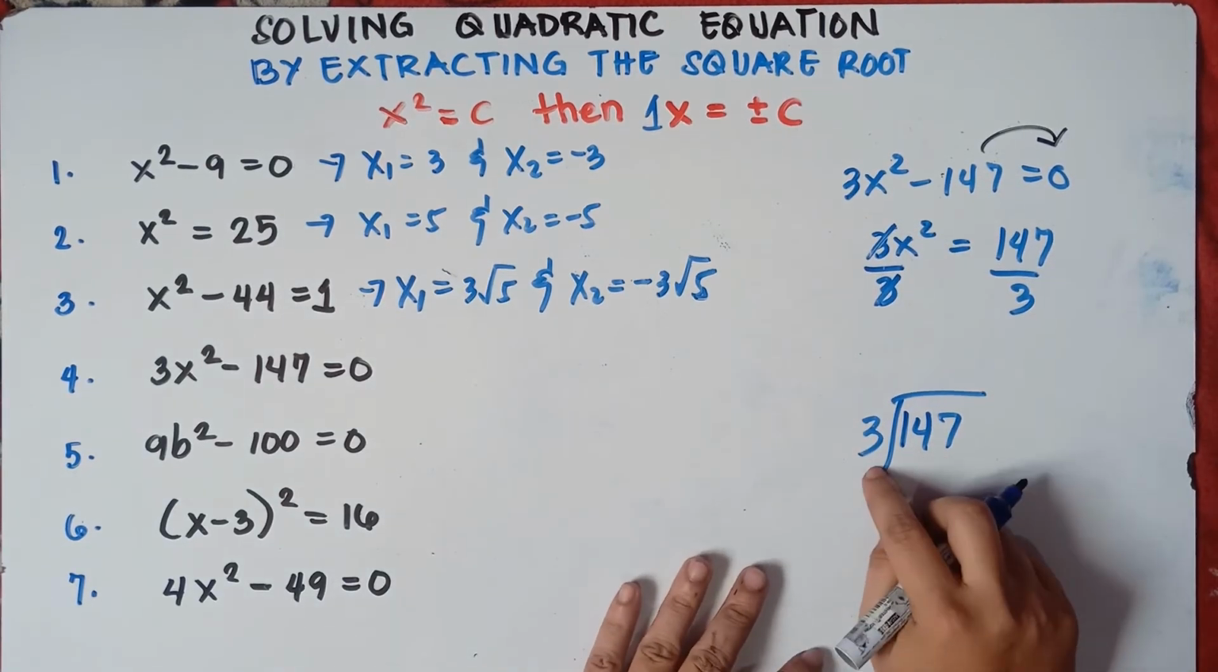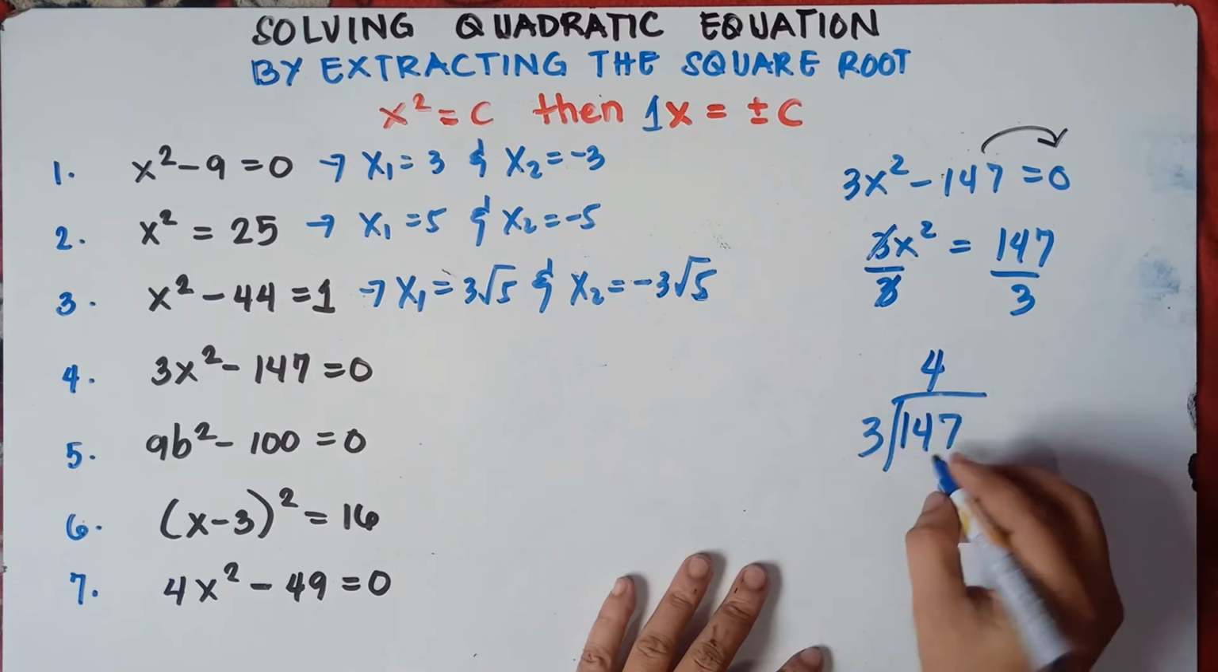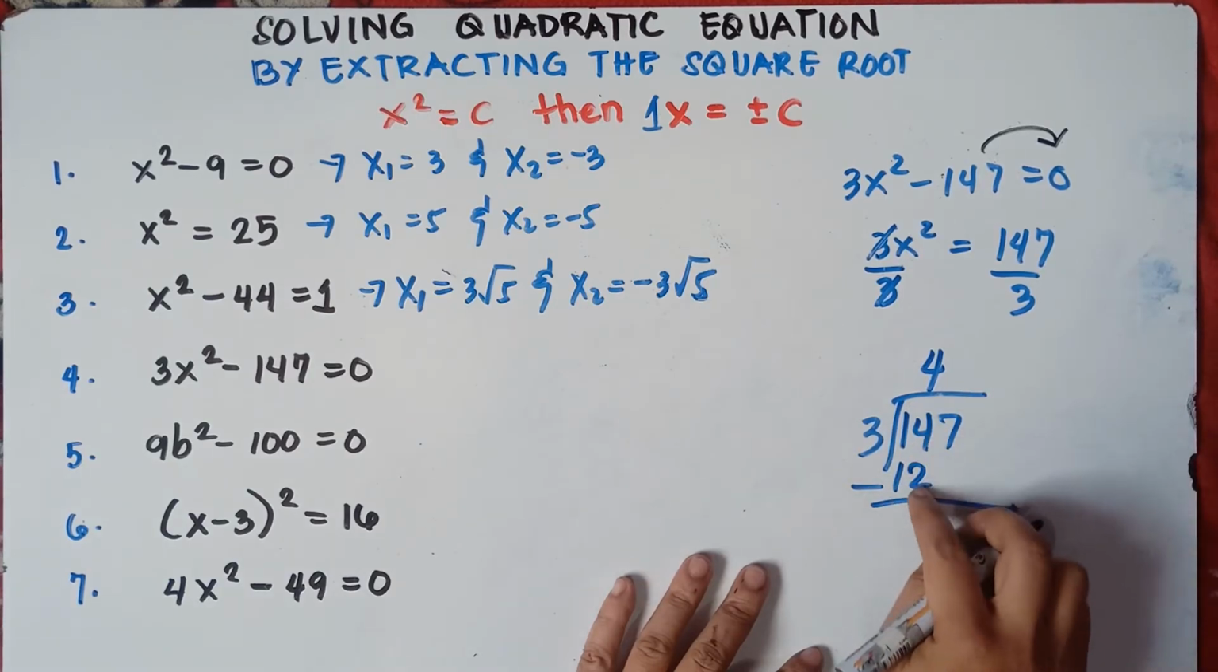Alright, so 147 divided by 3, this will be 4. 4 times 3 is 12. Subtract 14 minus 12 is 2.